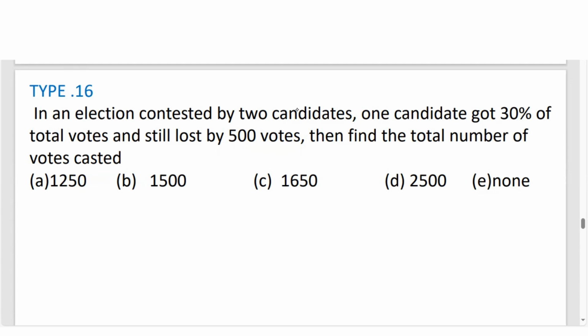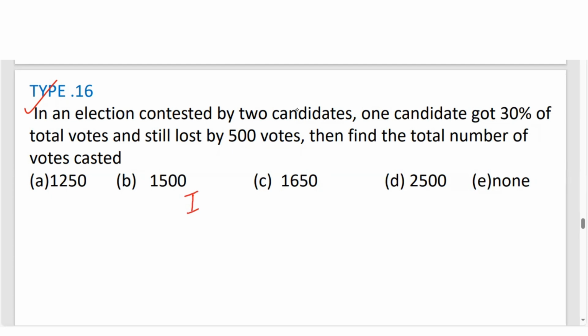So this question is what? In an election contested by two candidates, one candidate got 30% of total votes and still lost by 500 votes. Then find the total number of votes casted. We can solve this question in so many ways, but here we are solving by three methods. First, I am solving by the simple basic rule.